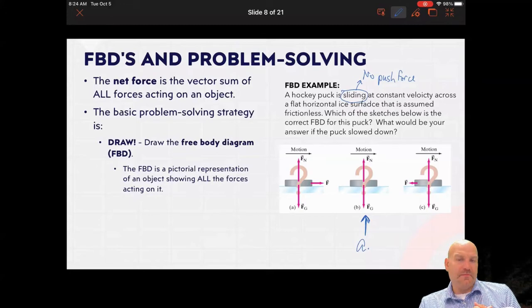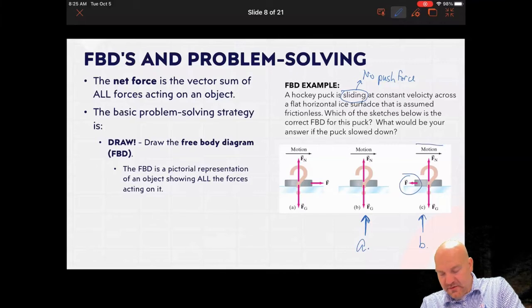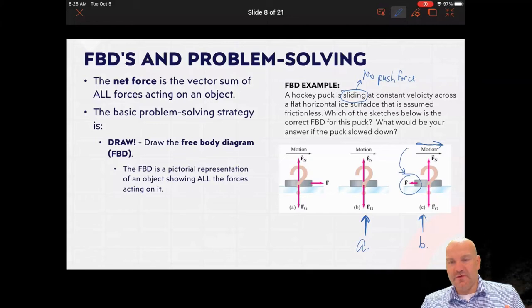Okay, what would be your answer if the puck was beginning to slow down? What we would need to do is accelerate in the negative direction. So we would need a force pointing in the opposite direction of motion. And you can see that here with sketch C, because this force, and we'll later define what that force is, is acting against the motion, which is going to the right, which means now the object is going to slow down.